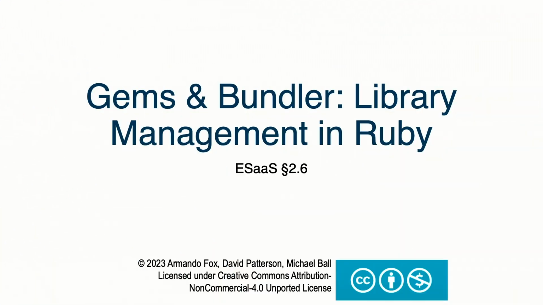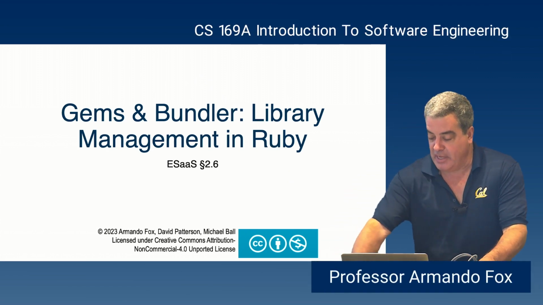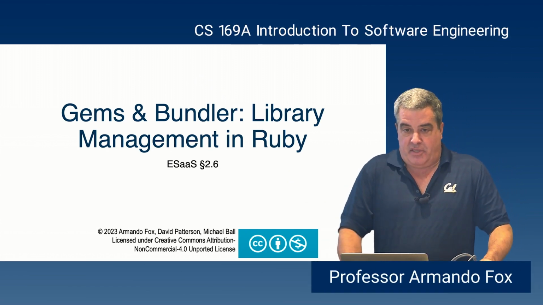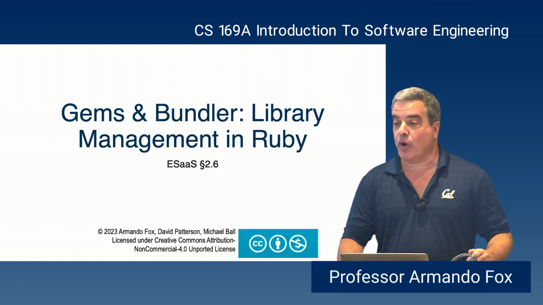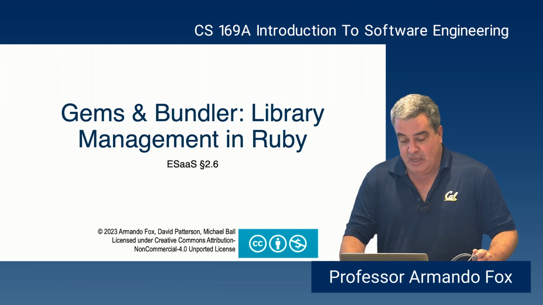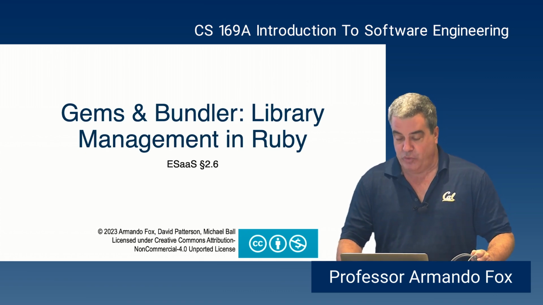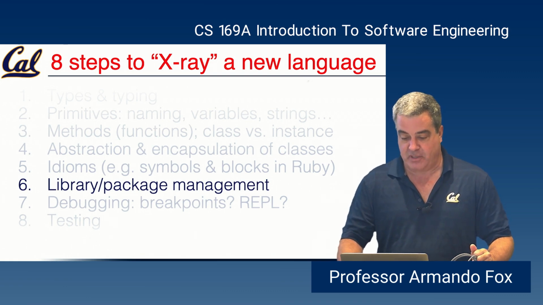So finishing up our tour, or at least most of our tour, for the 8 steps to X-ray a new language, one thing we haven't talked about yet is library management. And remember, we started off by saying that sometimes the whole point of learning a new language is because you want to learn some framework or use some set of libraries that's primarily supported in that language. So bundler is the standard way we do it in Ruby, and it solves a couple of useful problems with respect to library and package management.